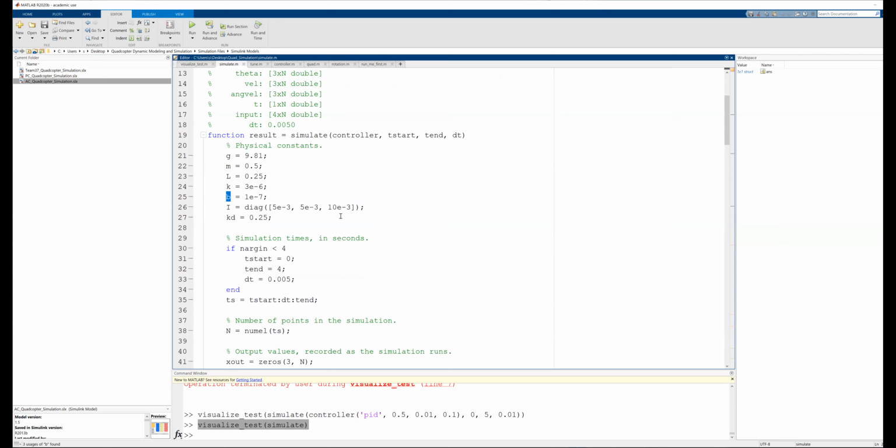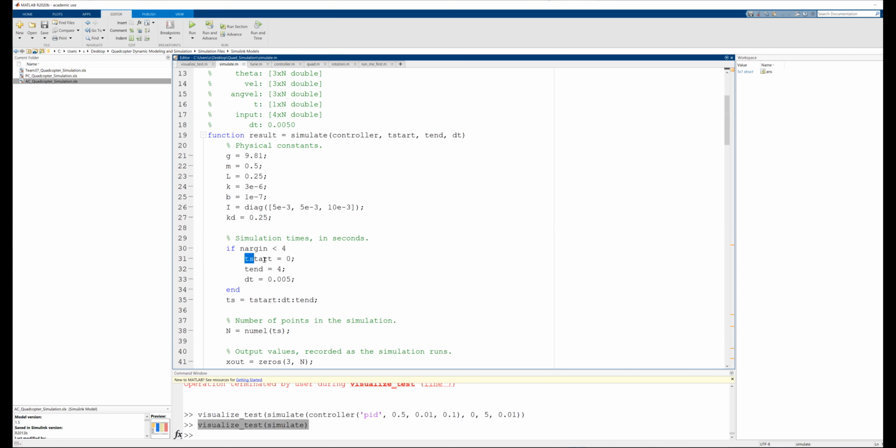So if we don't supply any argument, that's what it's saying. Nargin means if you don't supply arguments, or if your arguments are fewer than 4. See, there is controller, t start, t end, and dt. So this function simulate needs 4 arguments. For some reason, if you supply fewer than 4 arguments, then it's just going to run the simulation without the control.